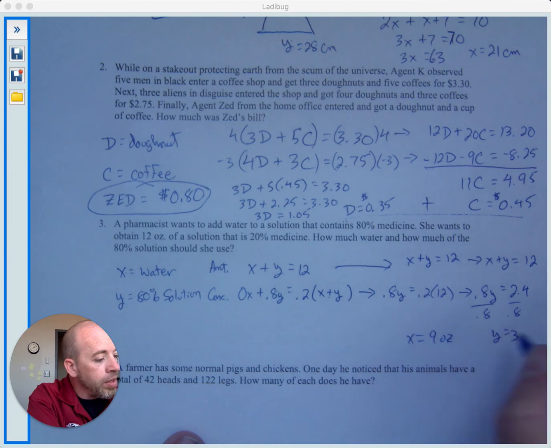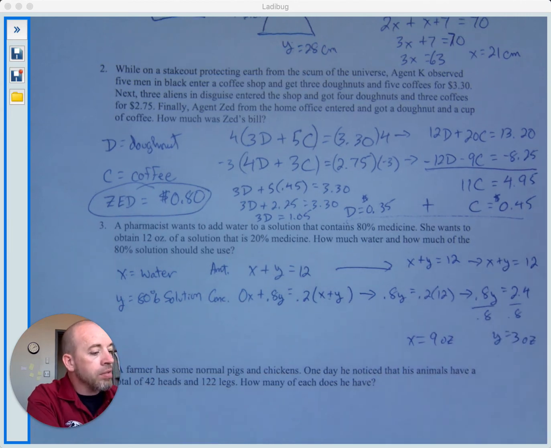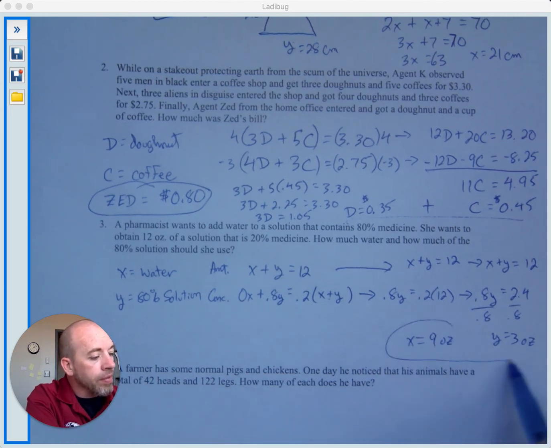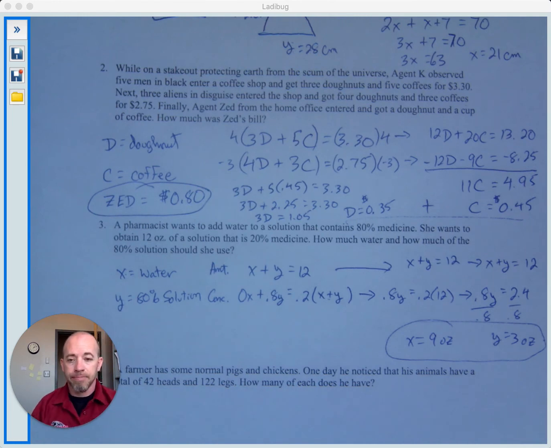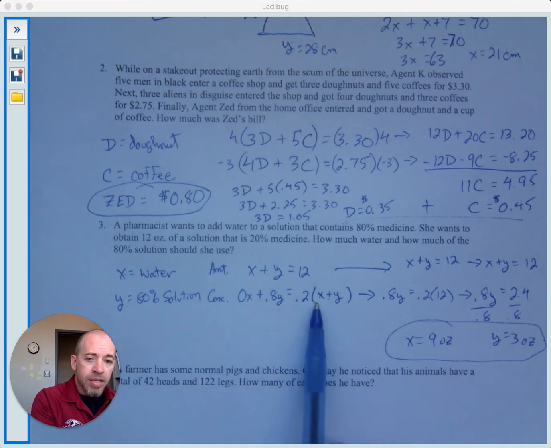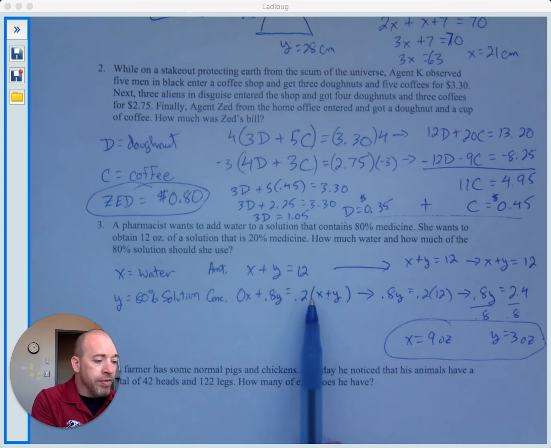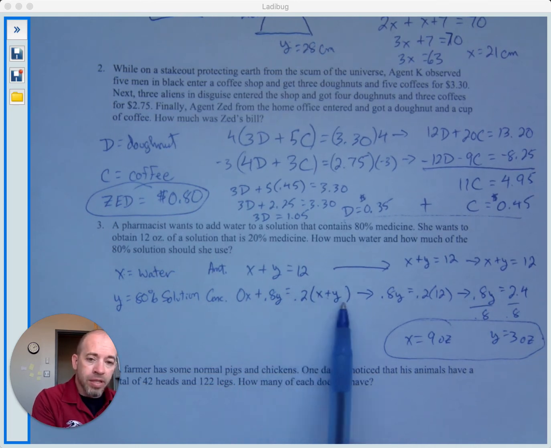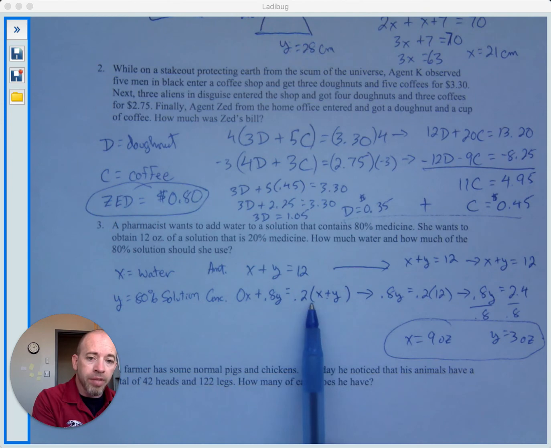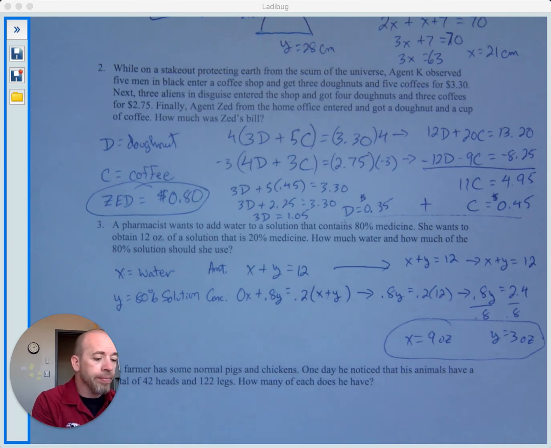9 ounces of water, 3 ounces of the 80% solution, and we're in business. Okay. So that's not terrible. It might look terrible at the beginning. Again, the part people often mess up is this part here. This final solution is 0.2 of the entire amount, the water plus the 80% solution.